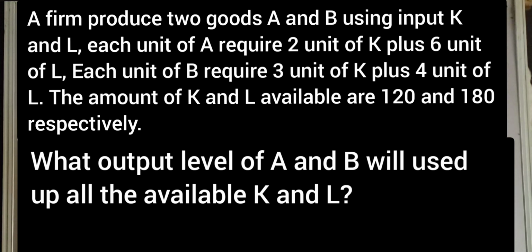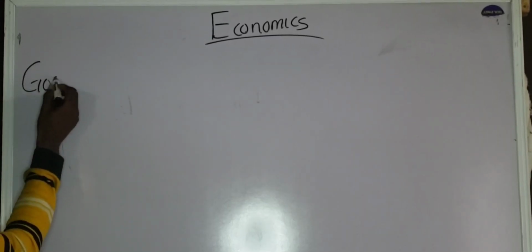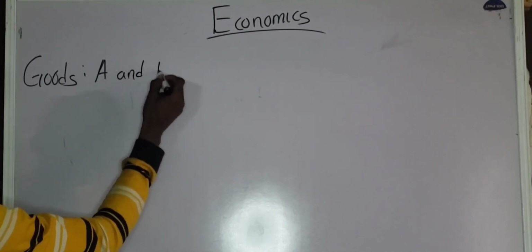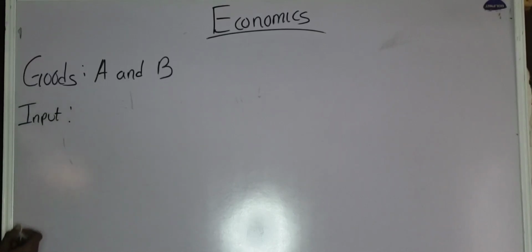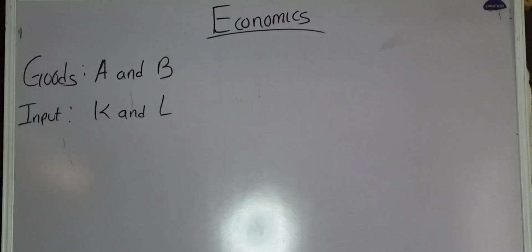Okay, let's start by writing out the parameters that we are given in the question. The goods produced are A and B. The inputs that the firm used to produce goods A and B are K and L. Please, I want you to pay attention. It is very important that you know how to interpret the question before you can solve, otherwise you are going to solve a wrong question, because this is a word problem. By the time you interpret the question into equation, you'll be able to solve the question.